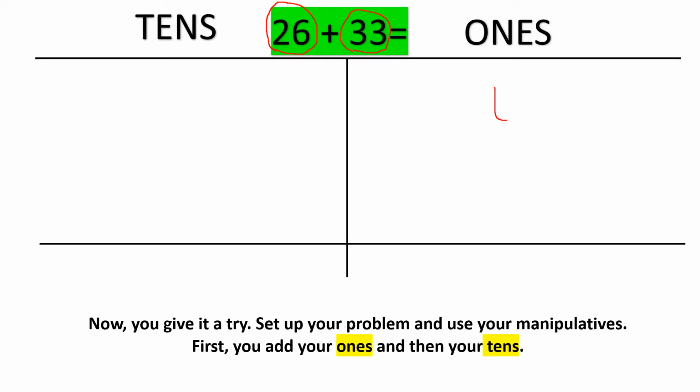So I have 6 ones, 2 tens, 3 ones, and 3 tens. Then you want to add your ones first and then your tens. If you forget, just read this little note on the bottom. First you add your ones and then your tens.